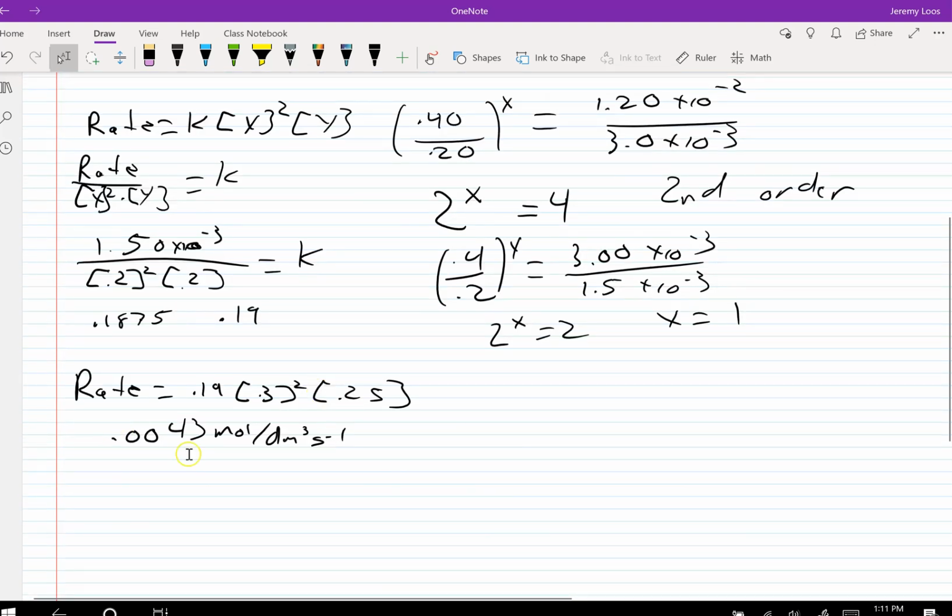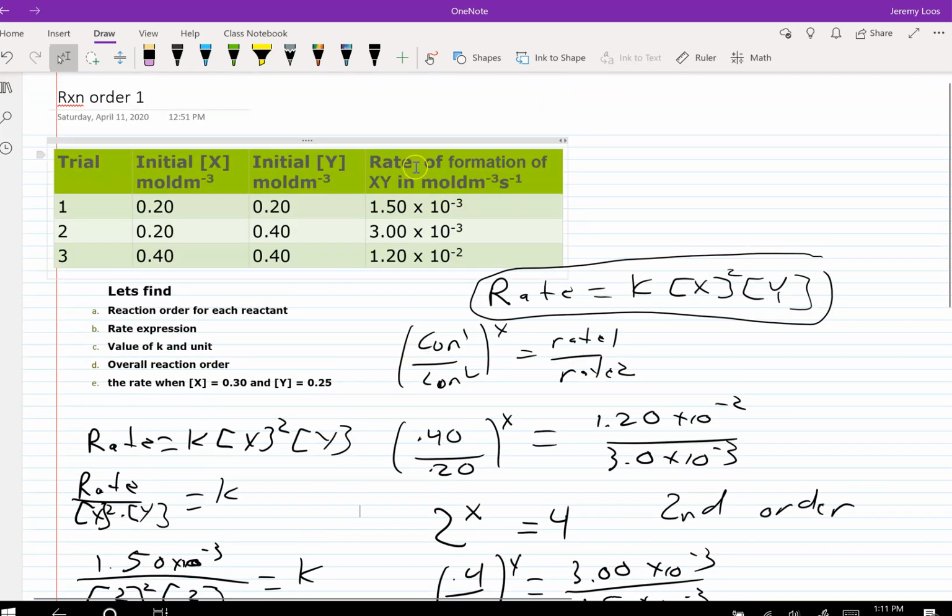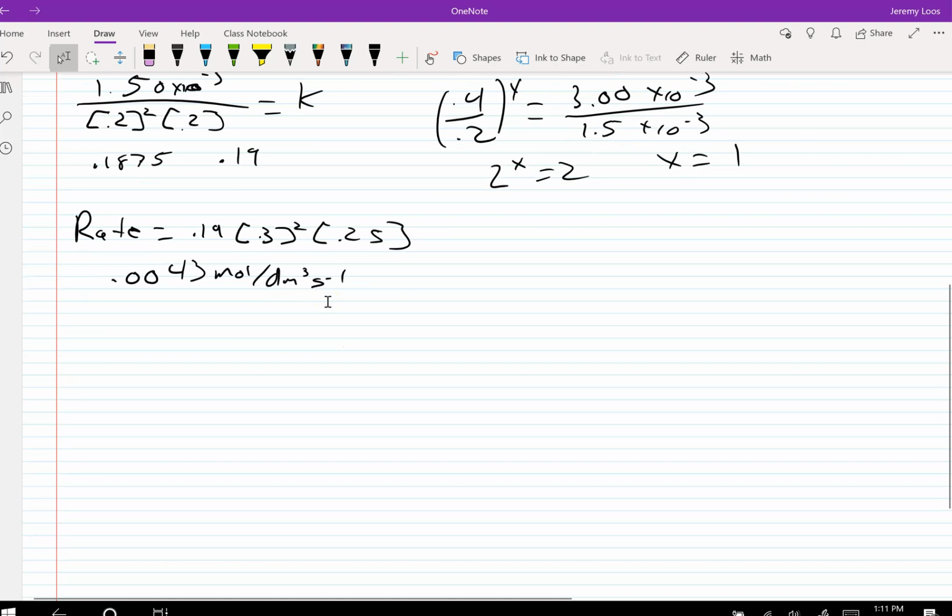So yeah, that question right there. So that's the rate, and the rate can be the same as the rate unit given in the data table.